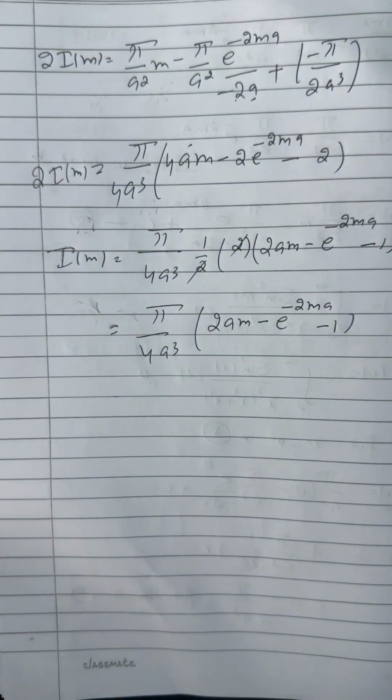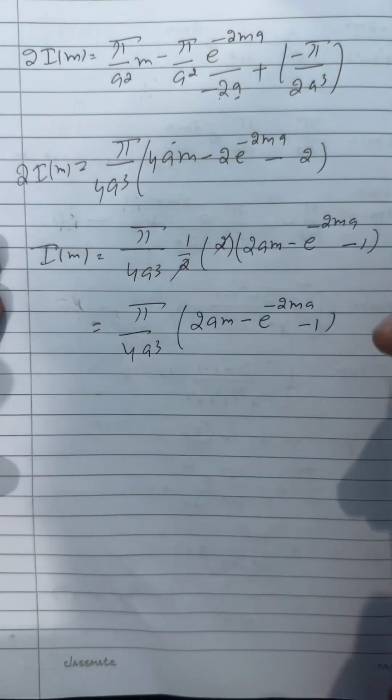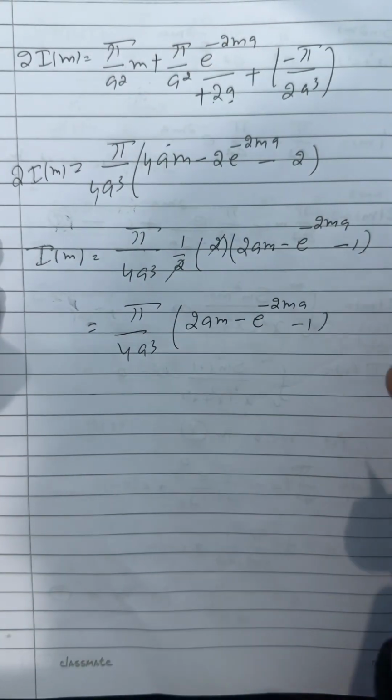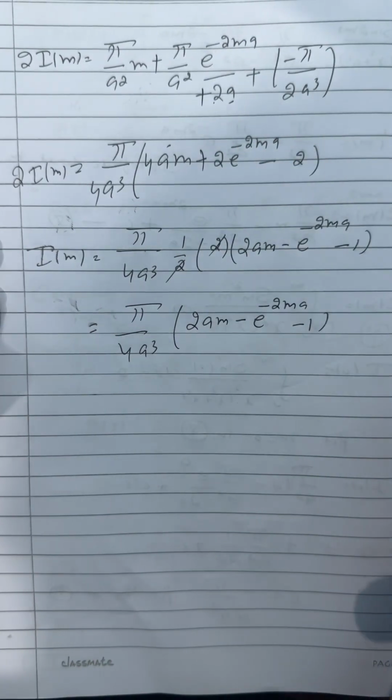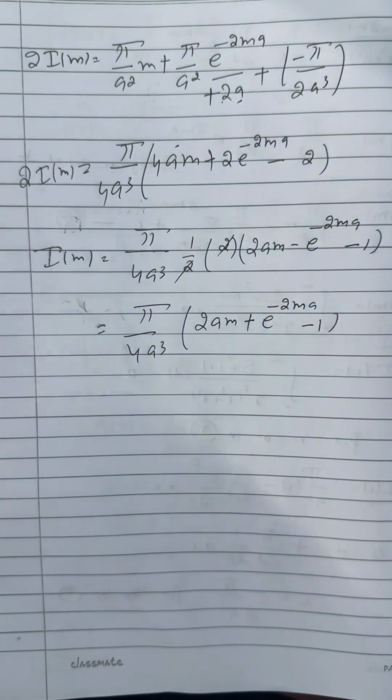I think I have made a mistake. Yeah, here is the mistake. This minus sign will be cancelled out by this. There is a plus sign. Okay, so here is a plus sign. This is the required result.